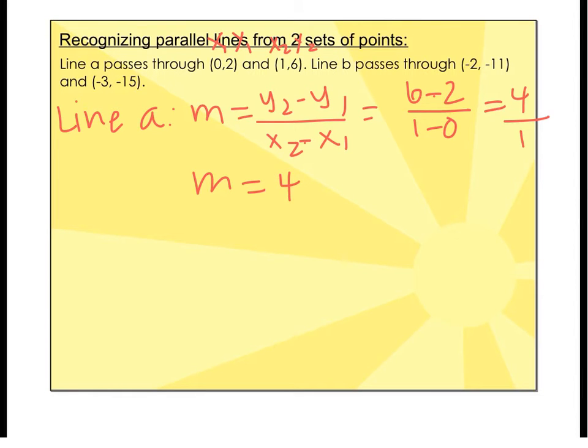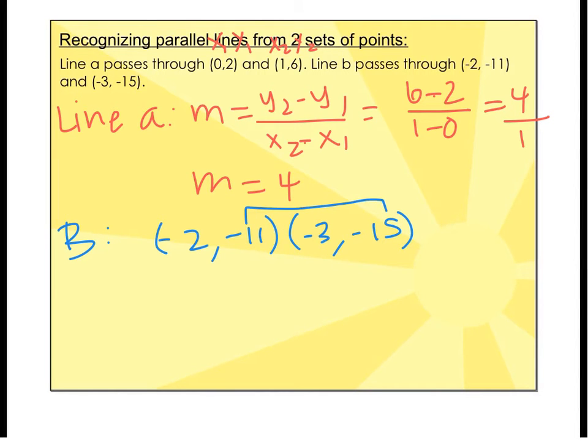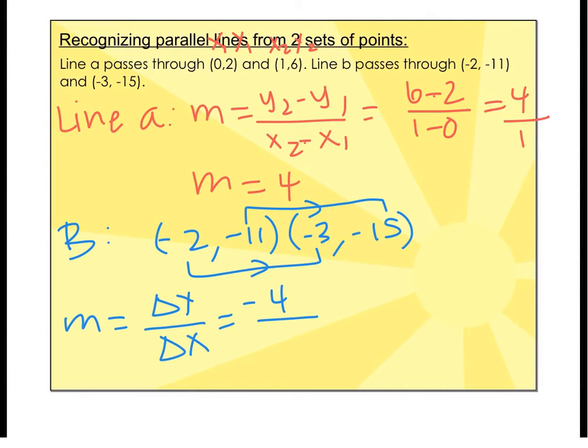Okay, now let's look at line B. I'm going to rewrite the points here. I'm going through -2, -11, and -3, -15. We use the bar method this time. Notice my arrows go the same way, so my slope would be change in y over change in x. Just another way to think about slope. To get from -11 to -15, I have to go down 4. To get from -2 to -3, I have to go down 1. -4 divided by -1 is 4.